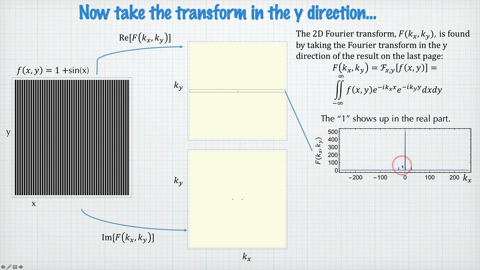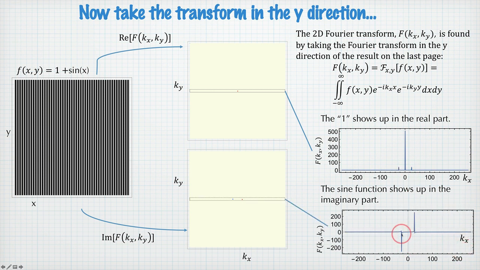You can also see you have a little bit of noise turning up here at the values of the modulation frequency. Now the sine wave turns up in the imaginary part. Again, taking a cross section, we can see we have a negative spike and a positive spike in the imaginary component. So this is the two-dimensional Fourier transform of this very simple pattern here.